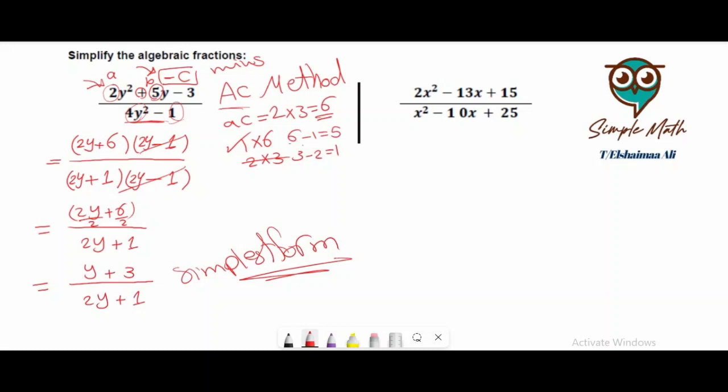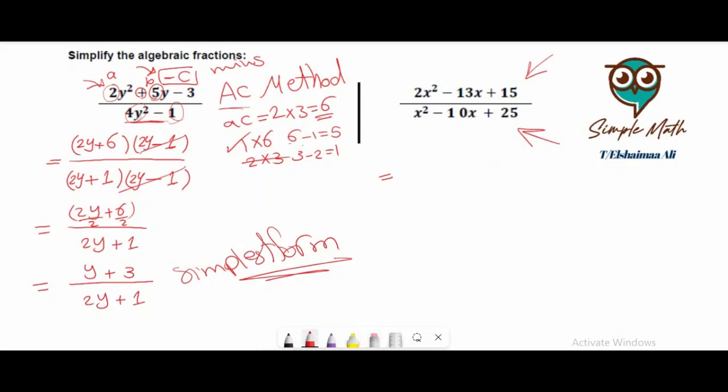So let's go to the next one. What we have here is 2x squared minus 13x plus 15, and this is also a quadratic expression. We have down x squared minus 10x plus 25. This is also a quadratic expression, and we took before how to simplify this expression. So sorry for that.